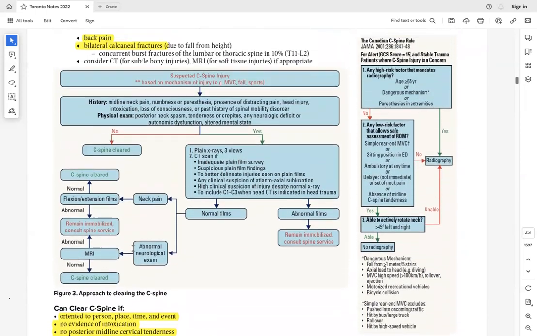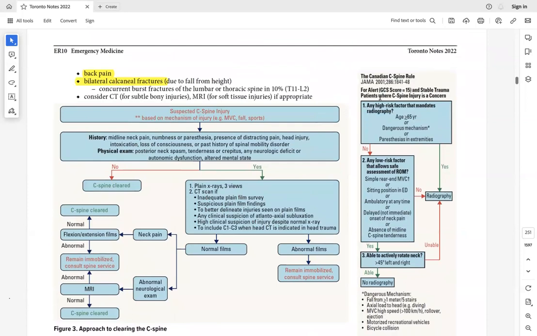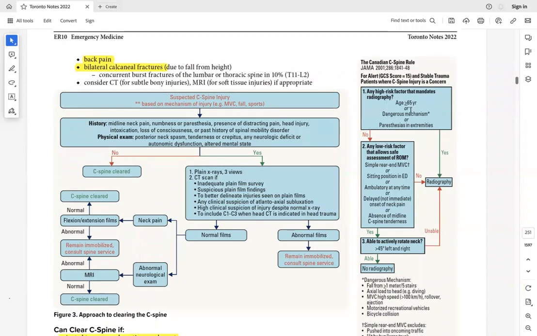Now, like the head injury, where we have the CT head rule, we have the C-spine rule. Here, any high-risk factor for an alert patient with GCS score of 15 and a stable trauma patient where C-spine injury is a concern. Any high-risk factor that mandates radiography, that is, if the patient is 65 years or older, or he has any dangerous mechanism.